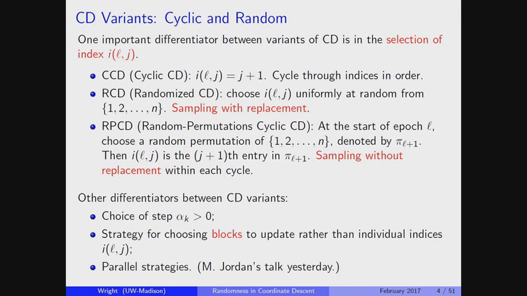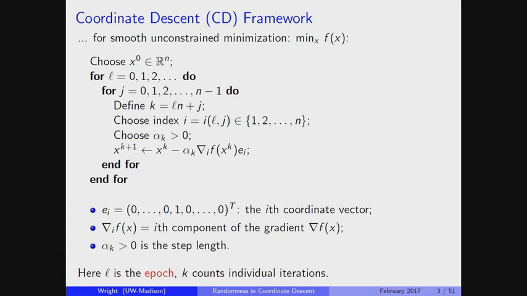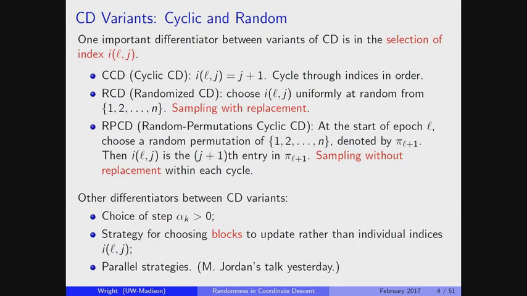And the third one is the random permutations variant, and that's the one where you do it one epoch at a time, but at the start of each inner loop, you reshuffle the n components. You just do a random shuffle of the n components, and then you work through them in the order that you shuffle them into. And so at each epoch, you reshuffle, and you work with a different permutation. So you can think of that as being sampling without replacement within each cycle. Okay, so in some sense, it gets a more guaranteed uniform coverage than a fully random variant. Okay. So other ways that you can differentiate between variants of coordinate descent is in the choice of step length.